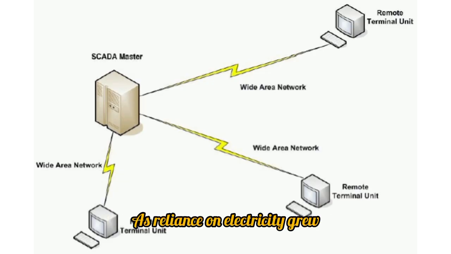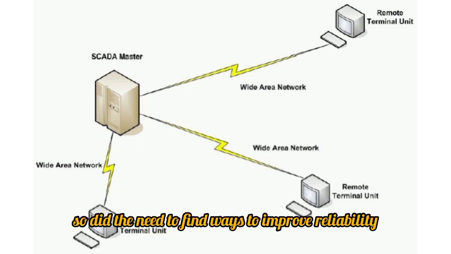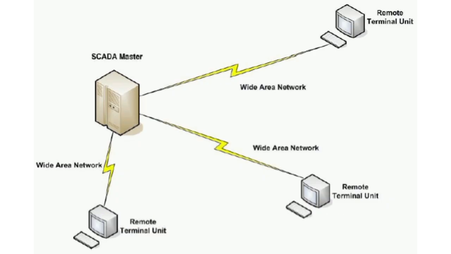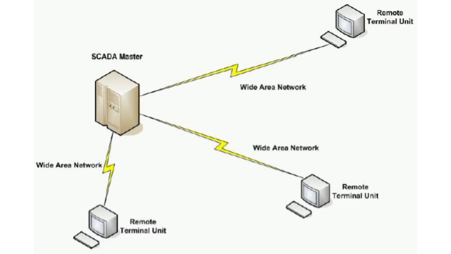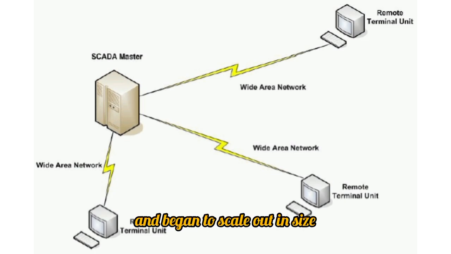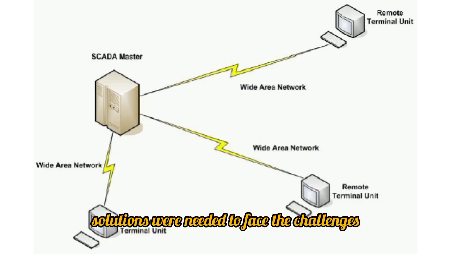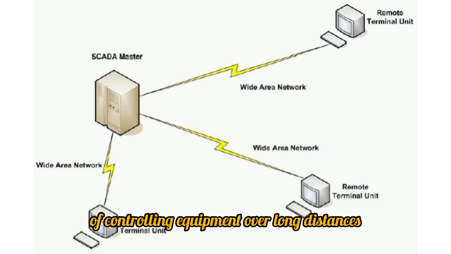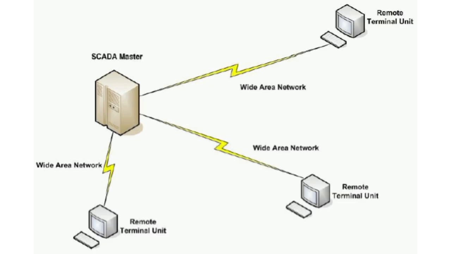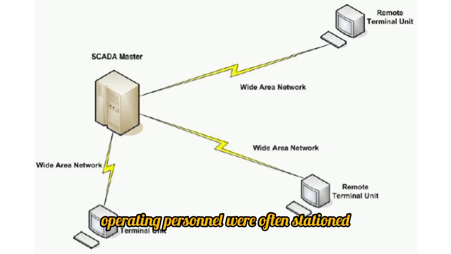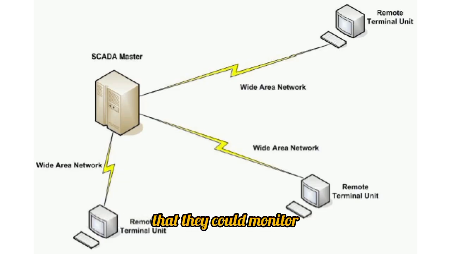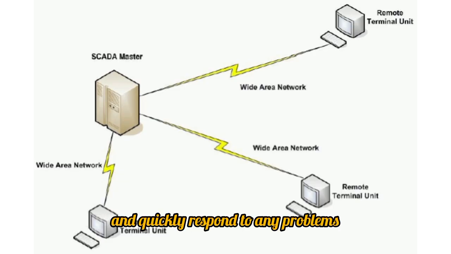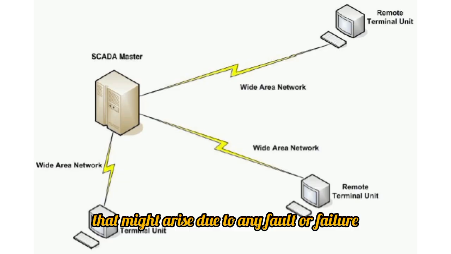As reliance on electricity grew, so did the need to find ways to improve reliability. Generating stations and power lines were interconnected to provide redundancy. As the system expanded and began to scale out in size, it became harder to manage. Solutions were needed to face the challenges of controlling equipment over long distances. To overcome this, operating personnel were often stationed at the important points in this grid system so that they could monitor and quickly respond to any problems that might arise due to any fault or failure.